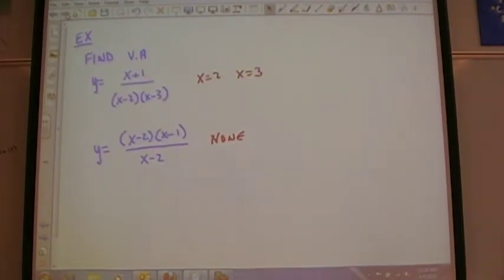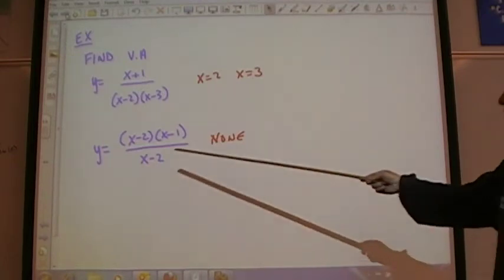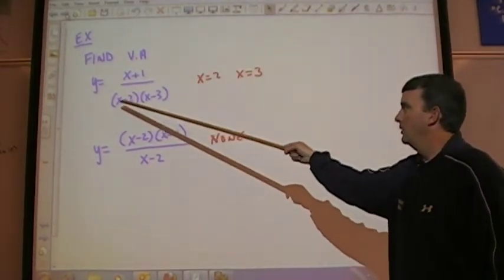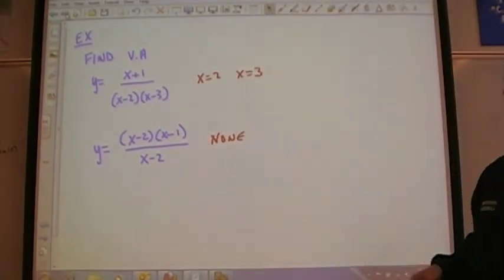Next example, just find the vertical asymptotes. That's easy enough, isn't it? First one, just look at the denominator. x equals 2 and x equals 3 are my vertical asymptotes.